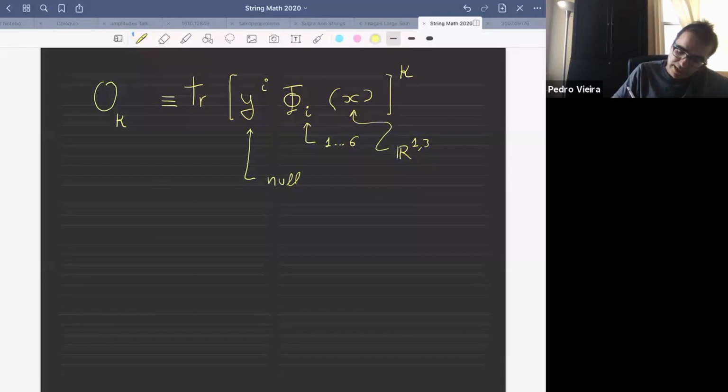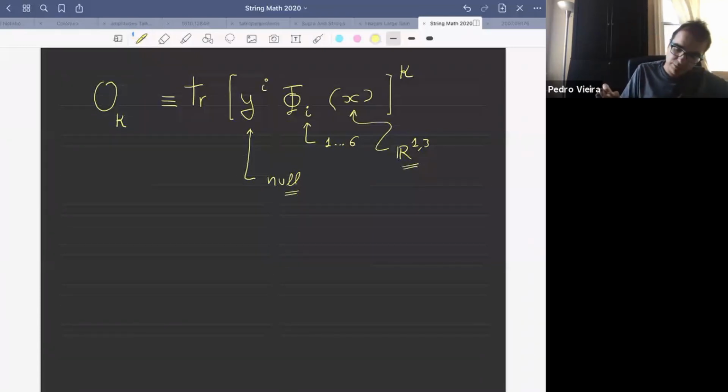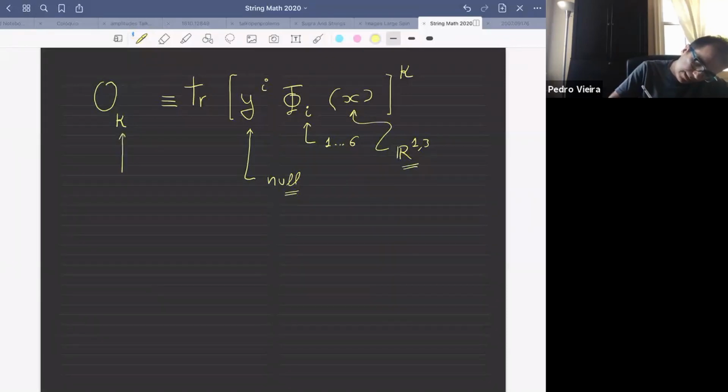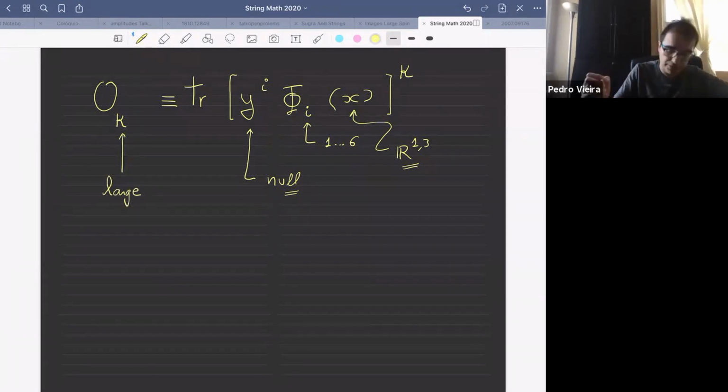They are parameterized by these 2 vectors: a null vector that tells us in which direction it's pointing, and a position in space that tells us where we are inserting this operator. And we will be considering this k here to be large, and let's discuss in a few slides how large it is. But it's going to be large, it's going to be a big number.